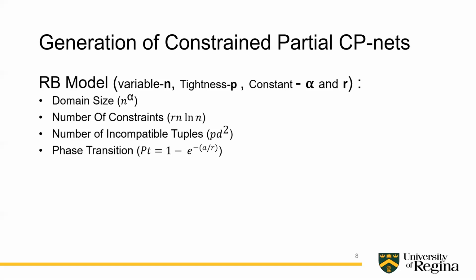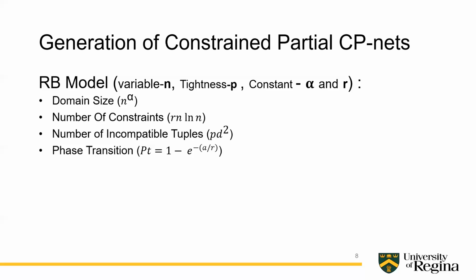So how do we determine the domain size? The domain size is determined by n to the power alpha. The number of constraints is determined by the equation r n ln n, where r is a constant value, and the number of incompatible tuples is determined by p d squared, where p is the tightness and d is the domain size.